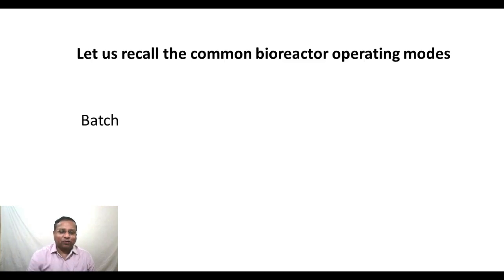We first saw batch as the operating mode. A batch is nothing but you add everything in, and then at start time everything is already there. There's no addition or removal. The process takes place inside the batch reactor with no addition or removal, and at the end of the batch time you take the contents out and go for processing. The batch time begins after everything has been added, and the batch time ends before things are removed. That is the batch mode of operation.